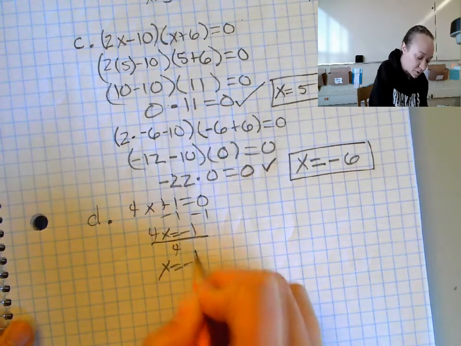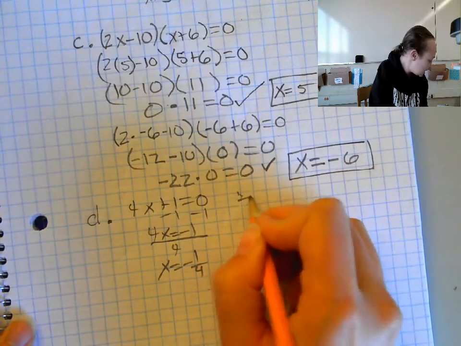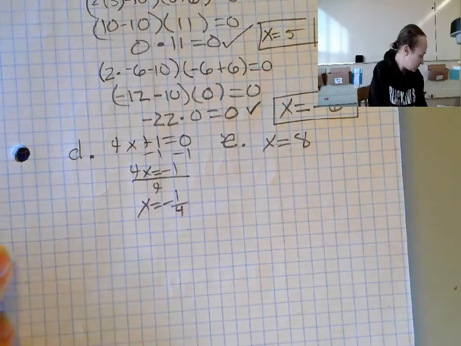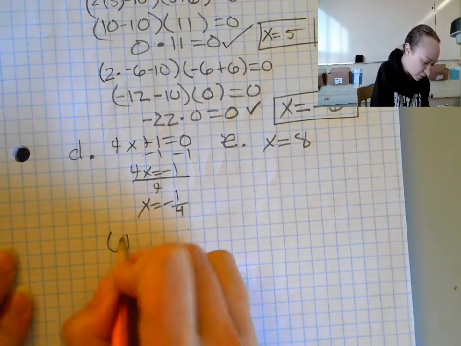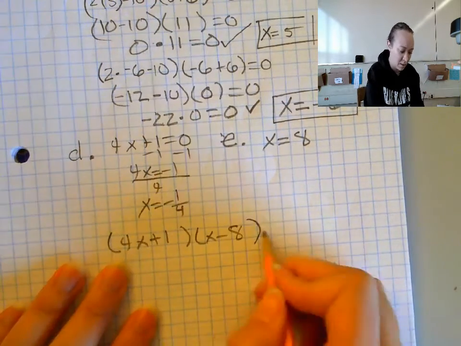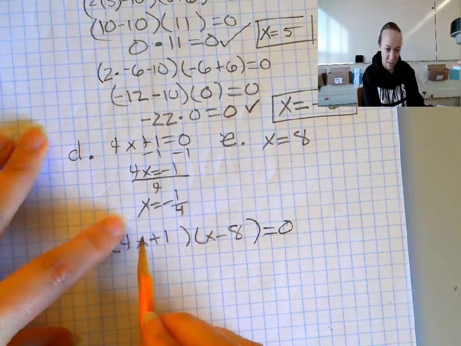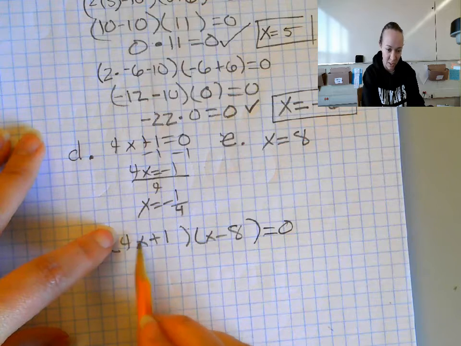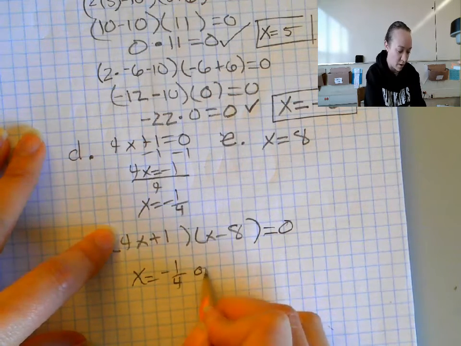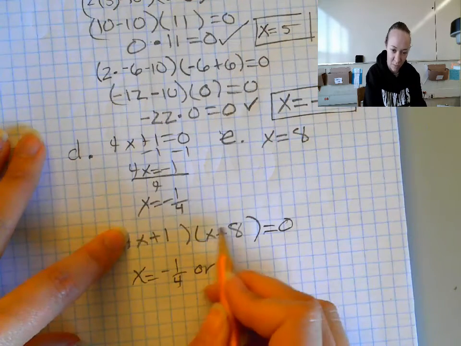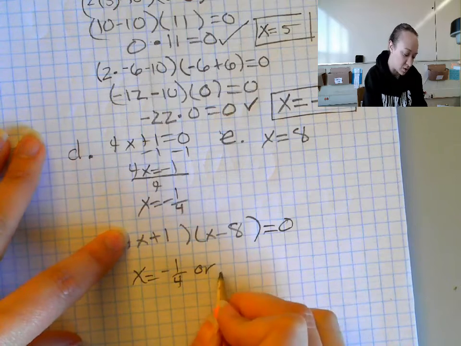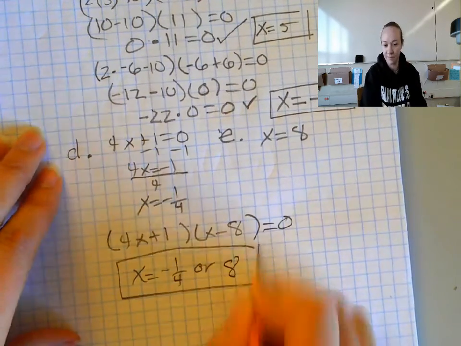X would equal negative 1/4. For E, x would equal positive 8. And then you can plug those in for F. So 4x plus 1, x minus 8. I'm not going to do all the plugging in again, but hopefully we can see that if I put a negative 1/4 in here, this whole thing would be 0. So x can equal negative 1/4. Or if I put an 8 in here, this would be 0, which would make the whole thing 0, which would make it true. So x could also equal 8. That's all you need to do.